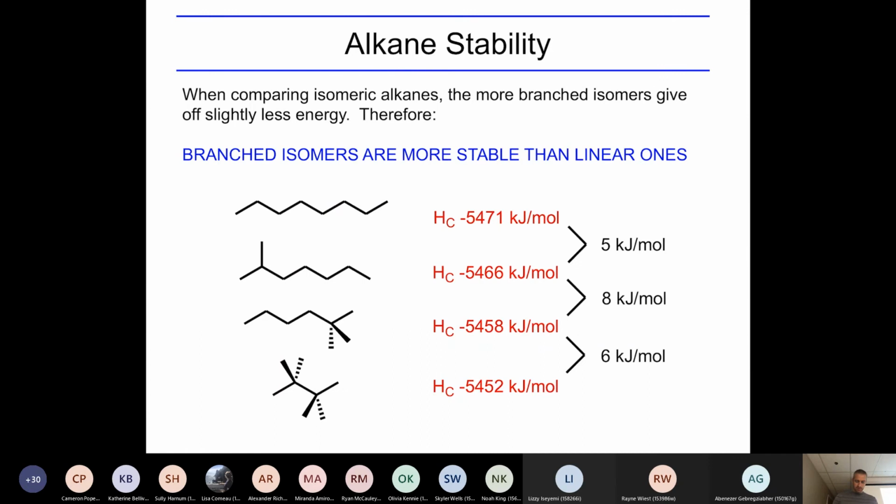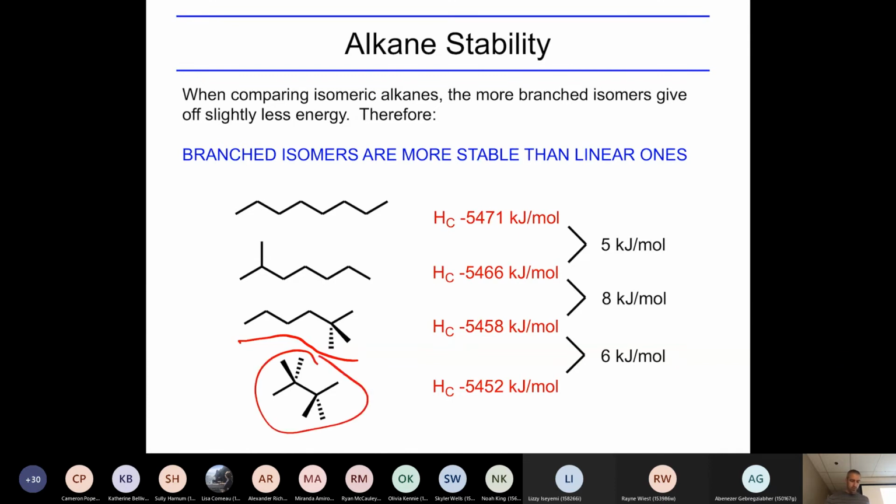So what are these numbers? They're similar. The linear one, octane, is negative 5471 kilojoules per mole. If you have 7 carbons and a branch, the heat of combustion is a bit lower, which means the branched one is slightly more stable, 5 kilojoules per mole more stable. If you make it more branched, this one has 6 carbons and 2 side chains. It's 8 more stable again.